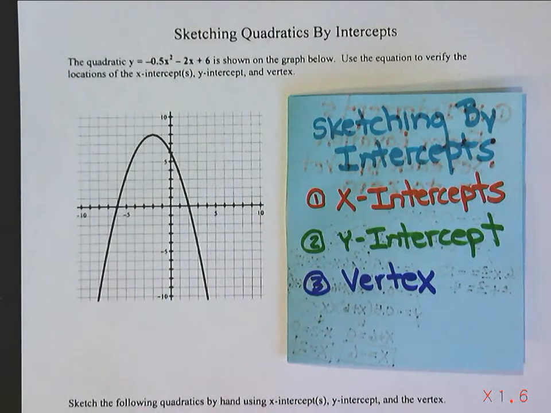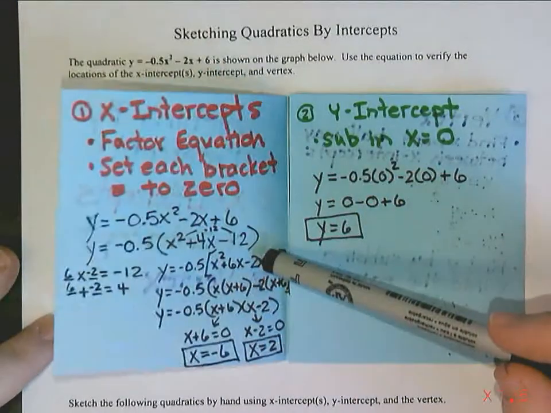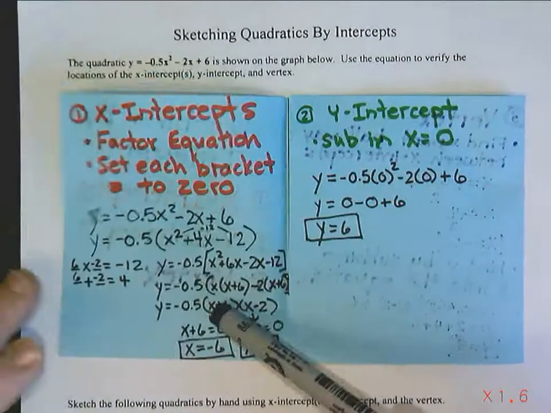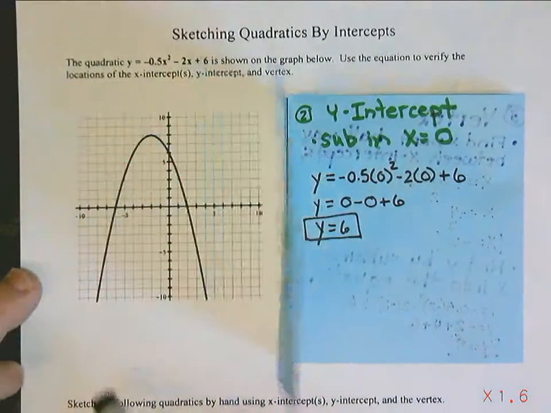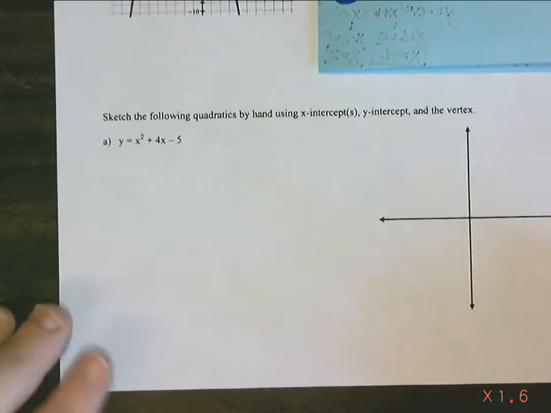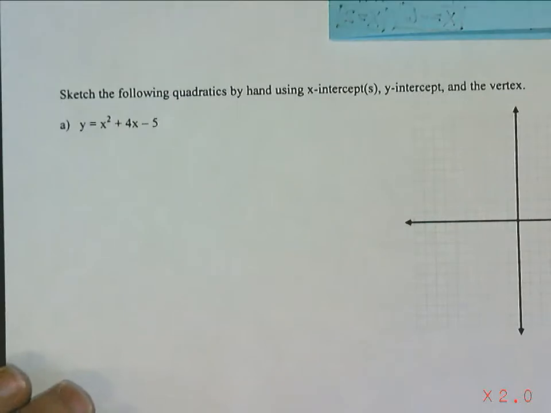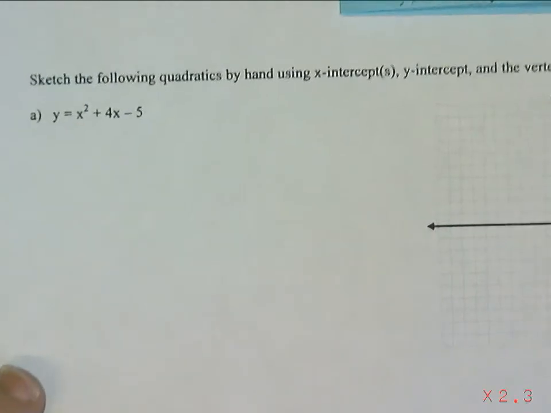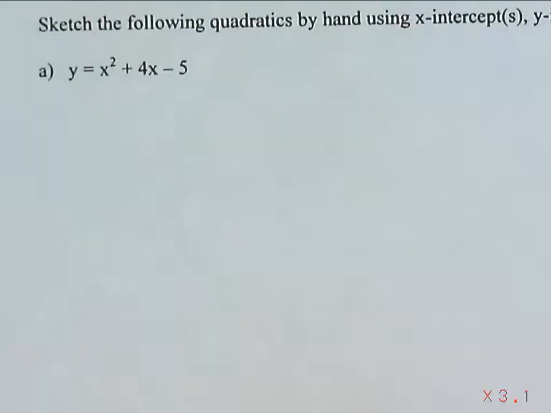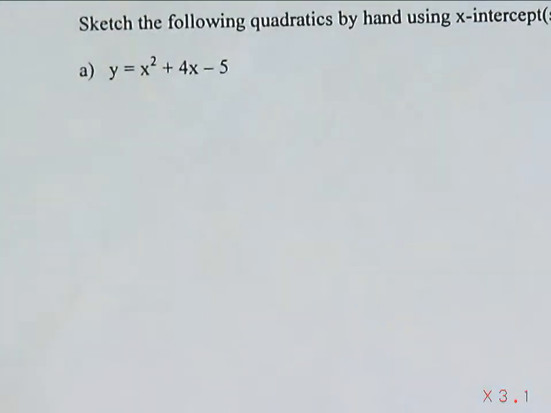This is part 2 of our lesson on sketching by intercepts. In part 1 we made our foldable, so if you're interested in that you need to find part 1 where we went through all of the different steps on how to find the x-intercepts, y-intercept, and vertex that we need to sketch by intercepts. We're going to do one example and then you're going to do one example on your own. We're going to try sketching the quadratic y equals x squared plus 4x minus 5 using the skills that we talked about in the last video.